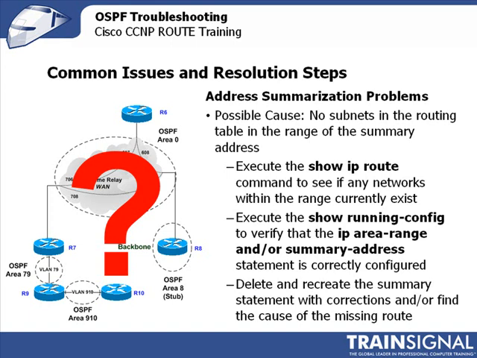Make sure the range exists. Then execute the show running configuration command. Verify that the IP area range command, whatever the area is, with the correct mask and the correct subnet is there, or the summary address command with the prefix and mask is present on the ASBR. Make sure they're there, make sure they're correctly configured, and even look for the summarized route to Null 0 in the IP routing table. If it's incorrect for some reason, delete and recreate the summary statement with corrections, or find the cause of the missing route.